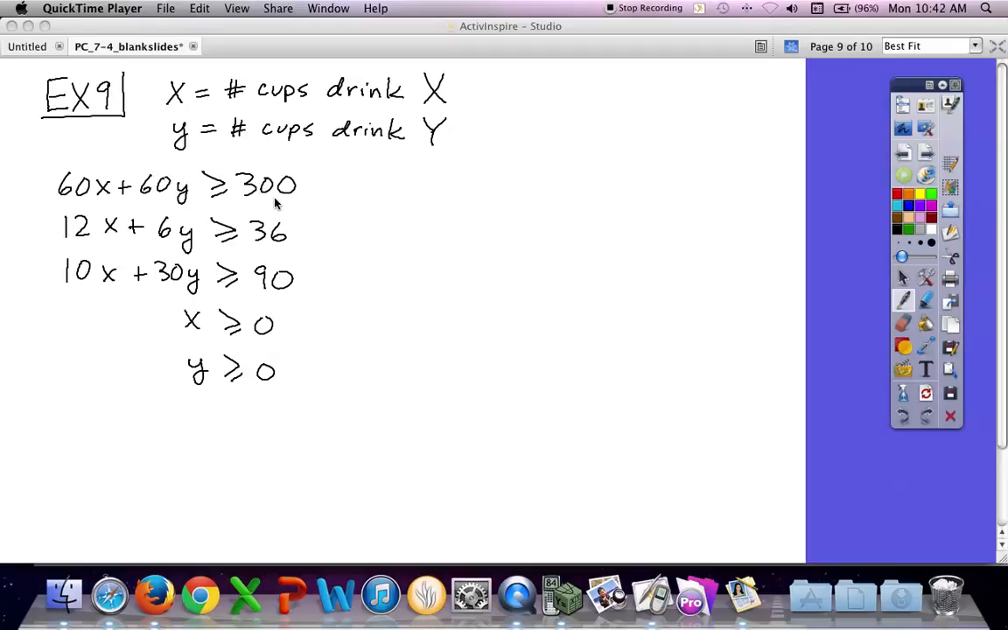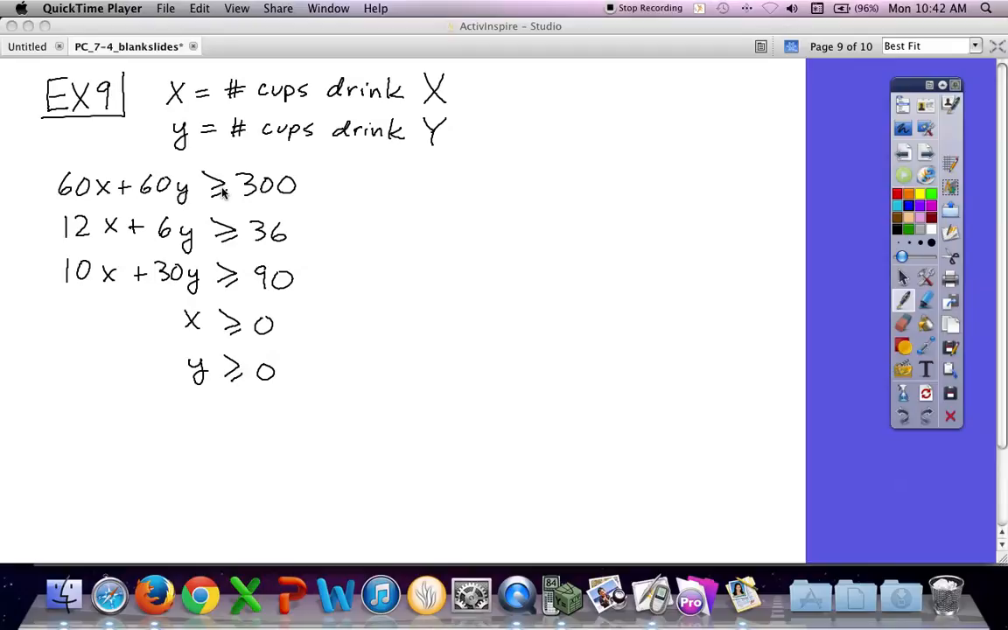If you need 300 calories a day, that means you have to have more than or equal to 300 calories. Where are you getting the calories? You're getting them from these two drinks, which we're calling X and Y, which is very convenient because we're going to use the variables X and Y. So if you get 60 calories from each unit of the drink, that's 60 times X from the drink X, and 60 times Y from the drink Y. We don't know what X and Y are going to be now, but when you add them up, they've got to be greater than or equal to 300.